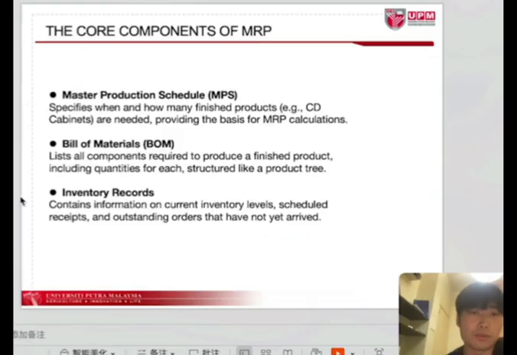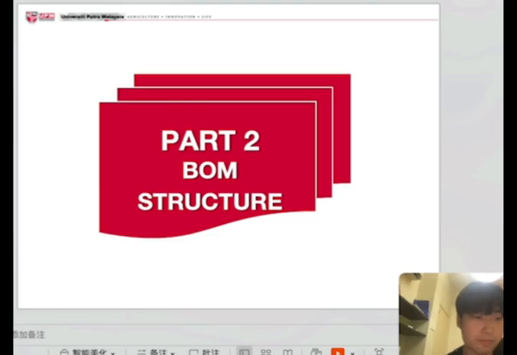And three core components of MRP: first, master production schedules, BOM, and inventory records. So part 2.